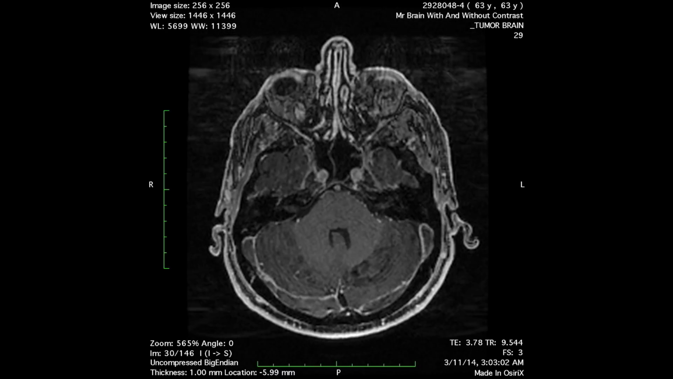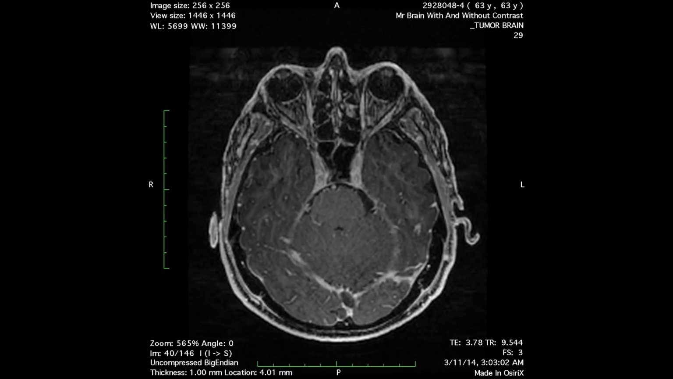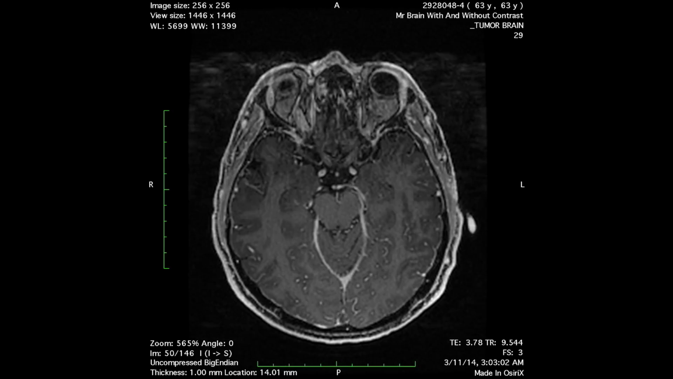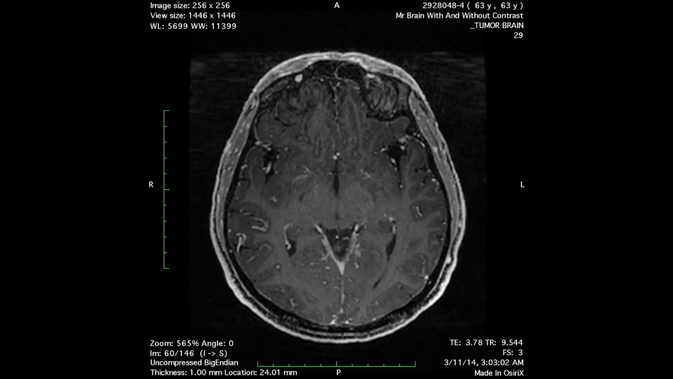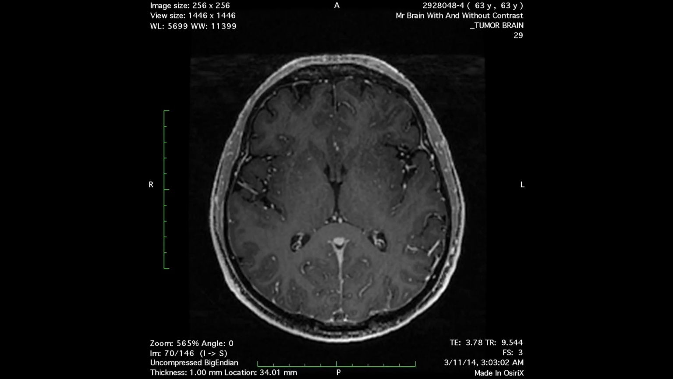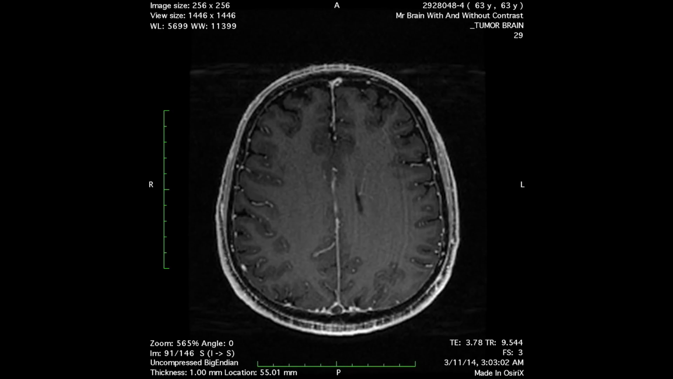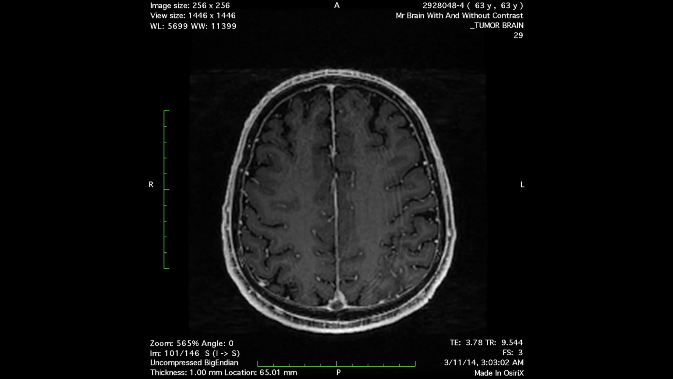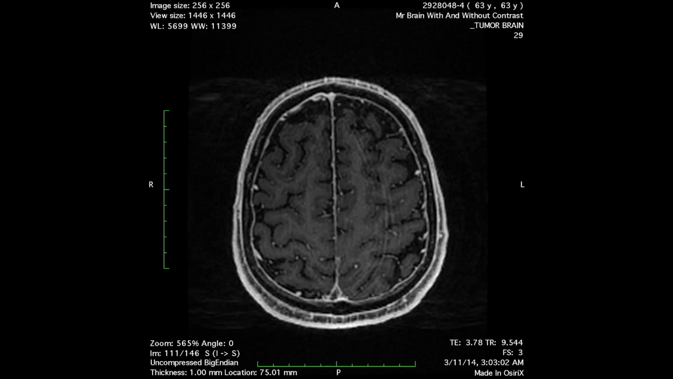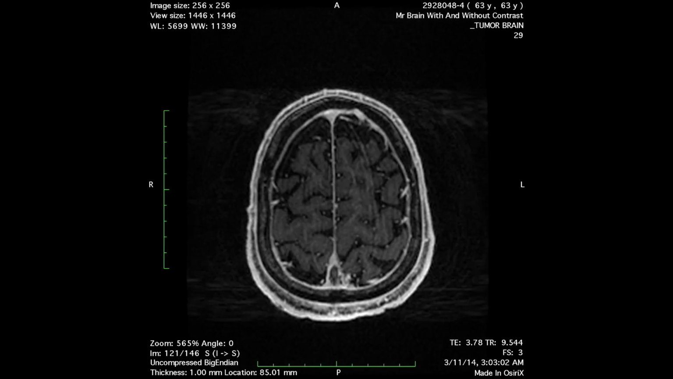This is a Bravo sequence, thin cuts, and scrolling through that, you can demonstrate there's a complete occlusion of the superior sagittal sinus with a clot sitting across the whole length of it, and bilateral transverse sigmoid sinuses, indicating widespread venous sinus thrombosis in this patient.